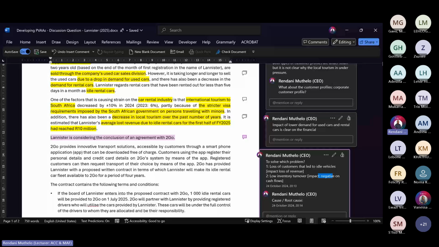So we were now talking about the problem, the root cause of the problem. So now the root cause of the problem, it's crucial to also unpack in order to be able to assess or to place the solution.